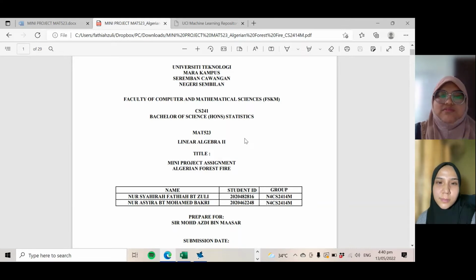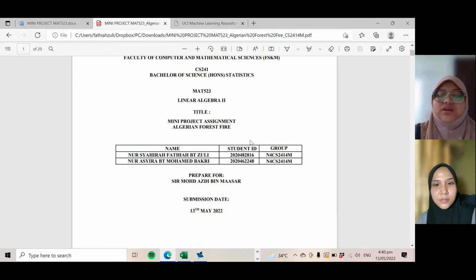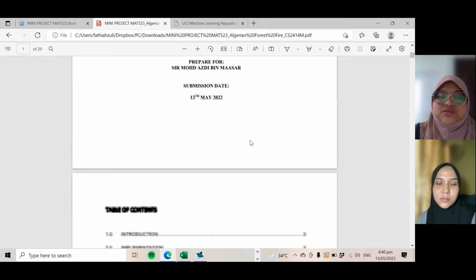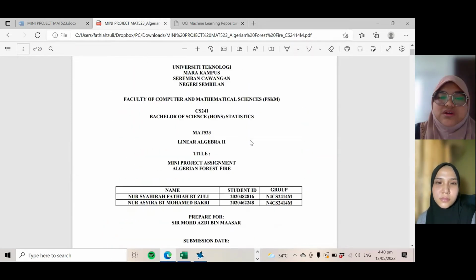I am Nur Syarafatia binti Zuli and my teammate is Nur Ashira binti Muhammad Bakri. So our project name is Algerian Forest Fire.